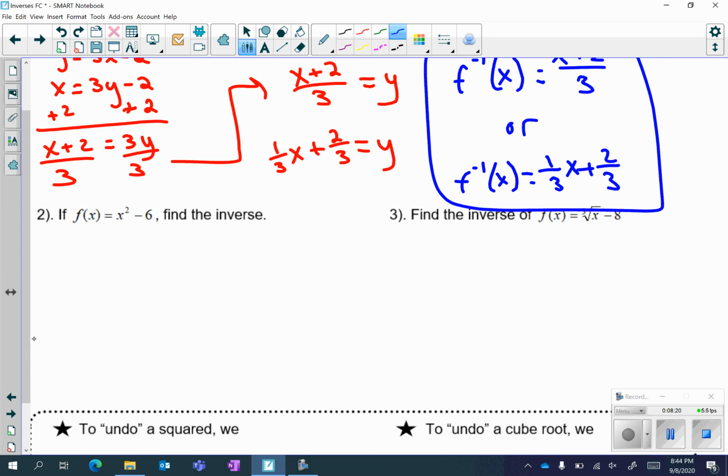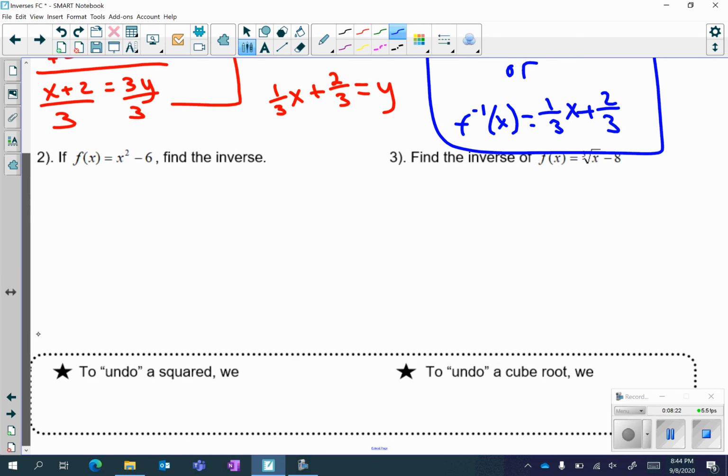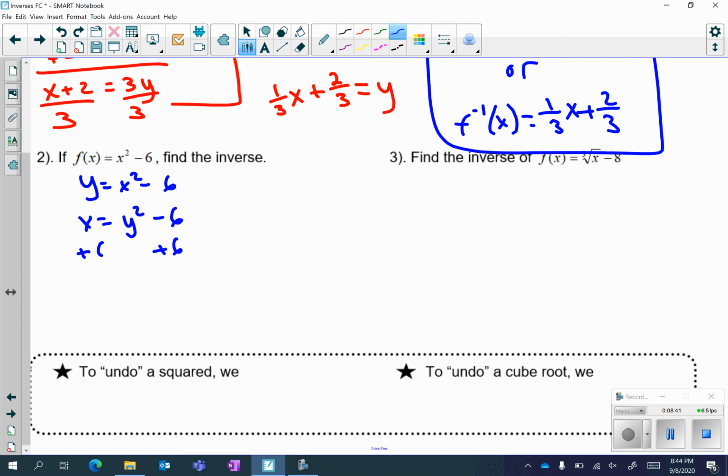Let's try a few more problems. We're going to start the same exact way. We're going to write it as y equals x squared minus 6. You're going to switch x and y, and you're going to get y by itself. You're going to bring over the 6, and you're going to get x plus 6 is equal to y squared.